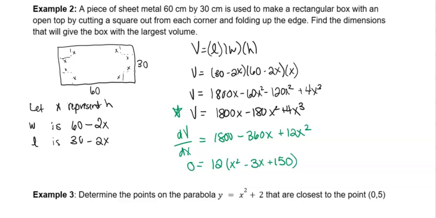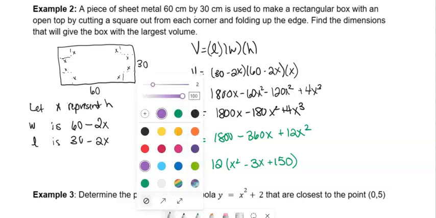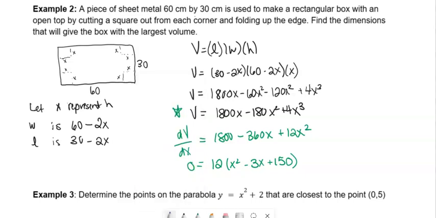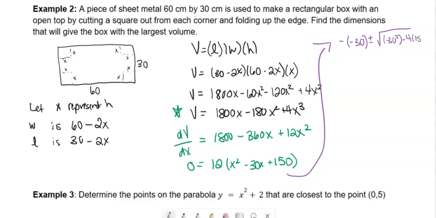And now I can find out when this is true. This is not going to be a whole answer, so I'm going to use my quadratic formula to solve. Oh, sorry, I missed a 0 over here. So hang on. Okay, so I'm going to have negative b plus or minus the square root of b squared minus 4 times a times c, all divided by 2a.